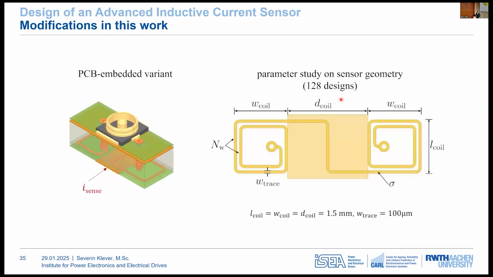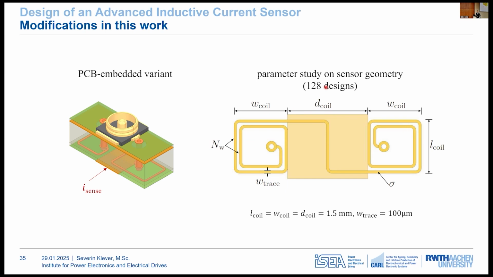I aimed to replicate the sensor while improving its performance, and this was done by embedding the sensor directly into a PCB and customizing its geometry, which allows, for example, adding an extra winding. To optimize the geometry, I identified key parameters, such as the distance between the coils or the length of a coil, and used design of experiment methods to generate multiple configurations. The study involving 5 geometric and 2 material parameters produced 128 designs for simulation.